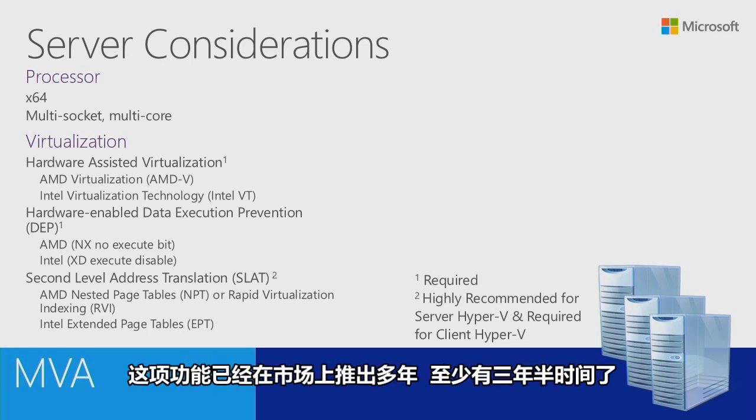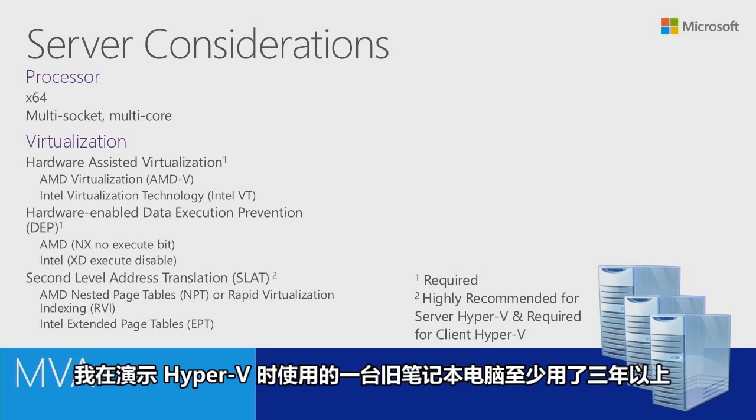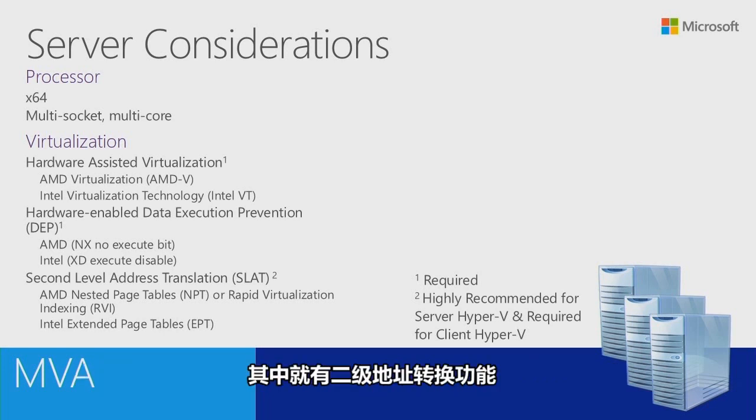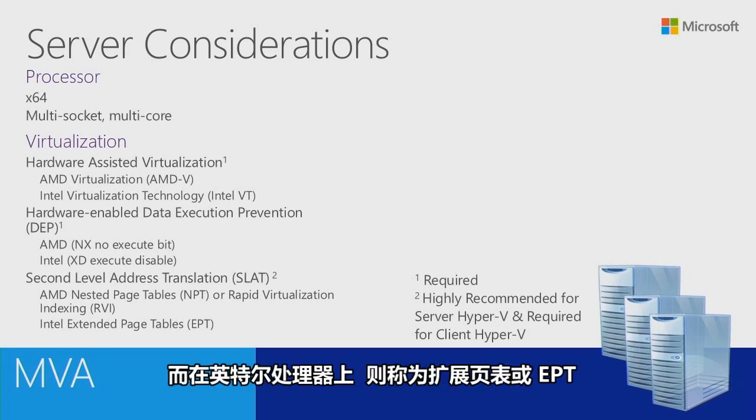This is a feature that's been in the market for already many, many years. This has been at least 3.5 years. One of my old laptops that I use for demoing Hyper-V is a 3-plus-year-old laptop that has second-level address translation. On AMD, it's been called a couple of different things, either nested page tables or rapid virtualization indexing. On Intel, it's called extended page tables or EPT.